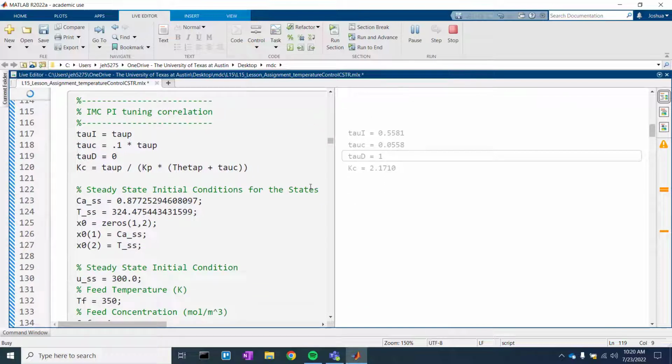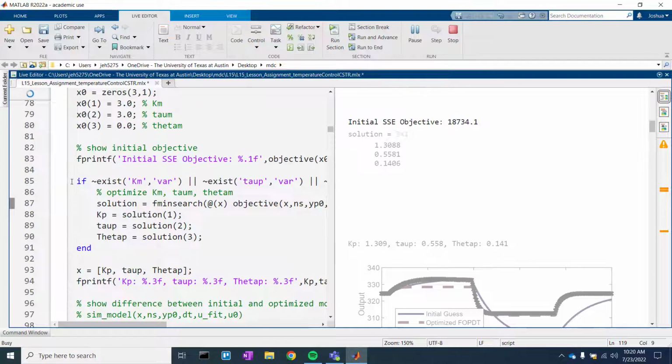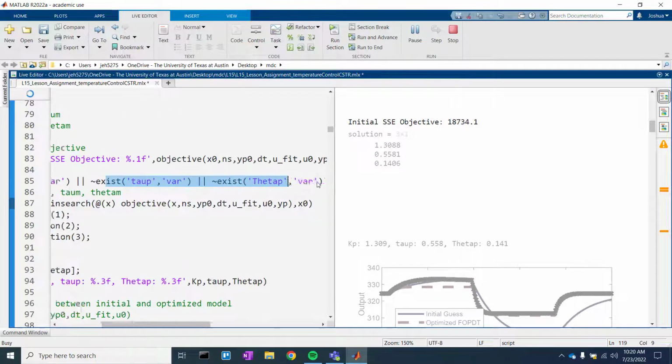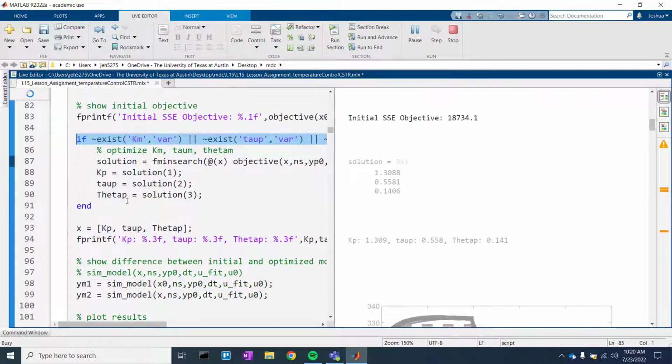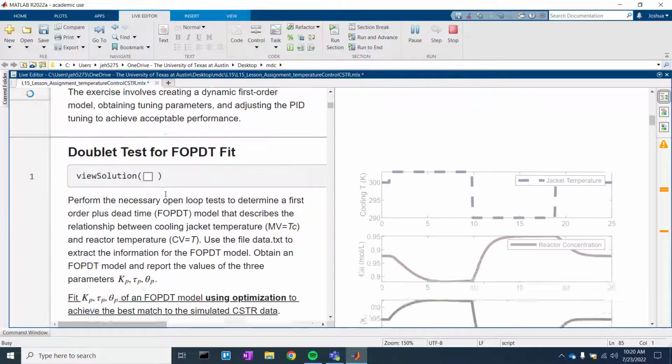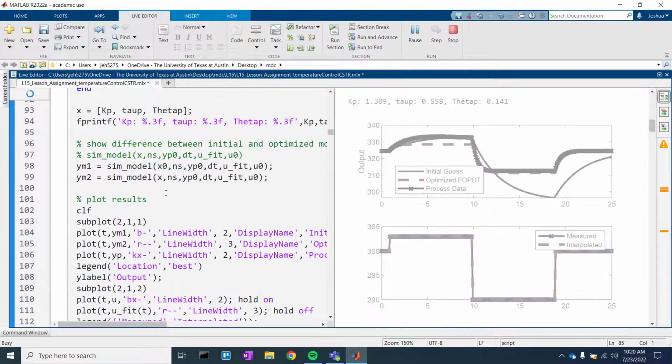We accidentally went through it all. One nice thing I programmed here is that if Km, tau p, and theta p exist, it shouldn't go through and do the minimization. Unfortunately, I believe we did clear out, close all at the very beginning. No, we didn't. So we'll get here in just a sec.